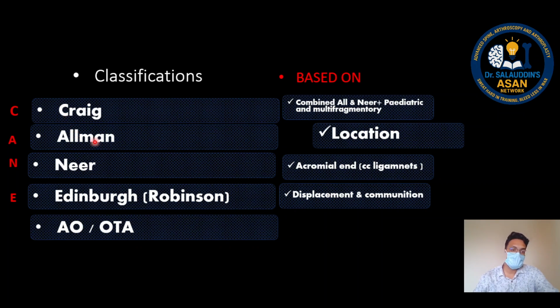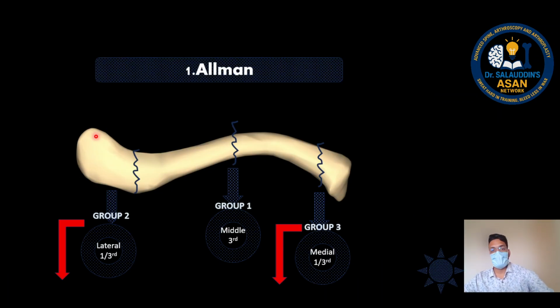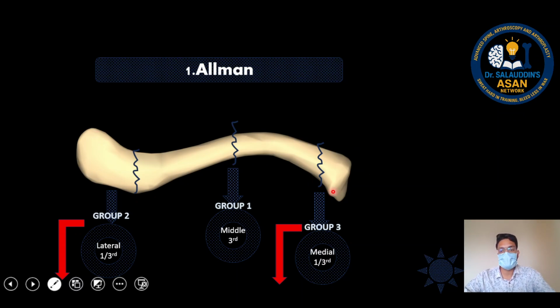We'll start with Allman's classification. Allman is based on the location. If it is the sternal end or the medial end fracture, it is named group 3. Group 1 is the central shaft fracture, the middle third. The acromial end, or lateral third, is group 2, and the medial end is group 3. The extension of Allman's classification is our Neer's classification.